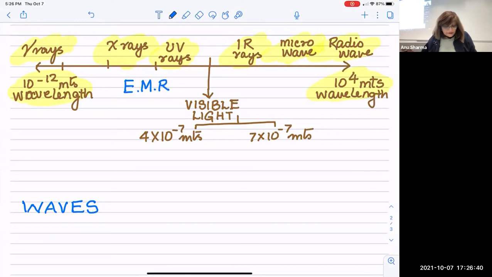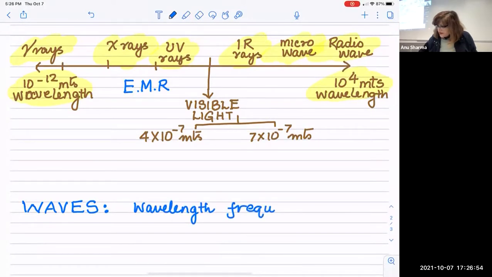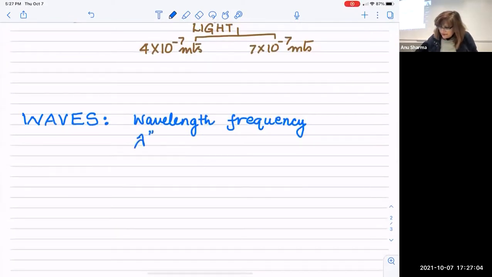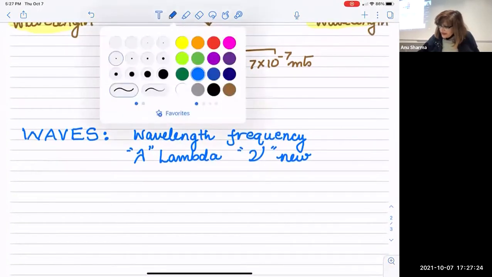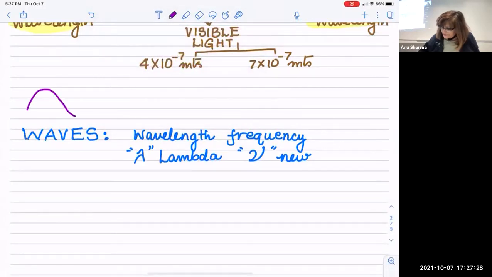And whenever we talk about waves, that means we are talking about wavelength, and we are talking about frequency. These are the main things associated with waves. So frequency. My wavelength you show as lambda. It's a Greek letter. And then frequency is nu. So that's the symbol for frequency, and it is called nu. Okay. So let's try to understand first of all that waves. So we all know that waves go like this, right?